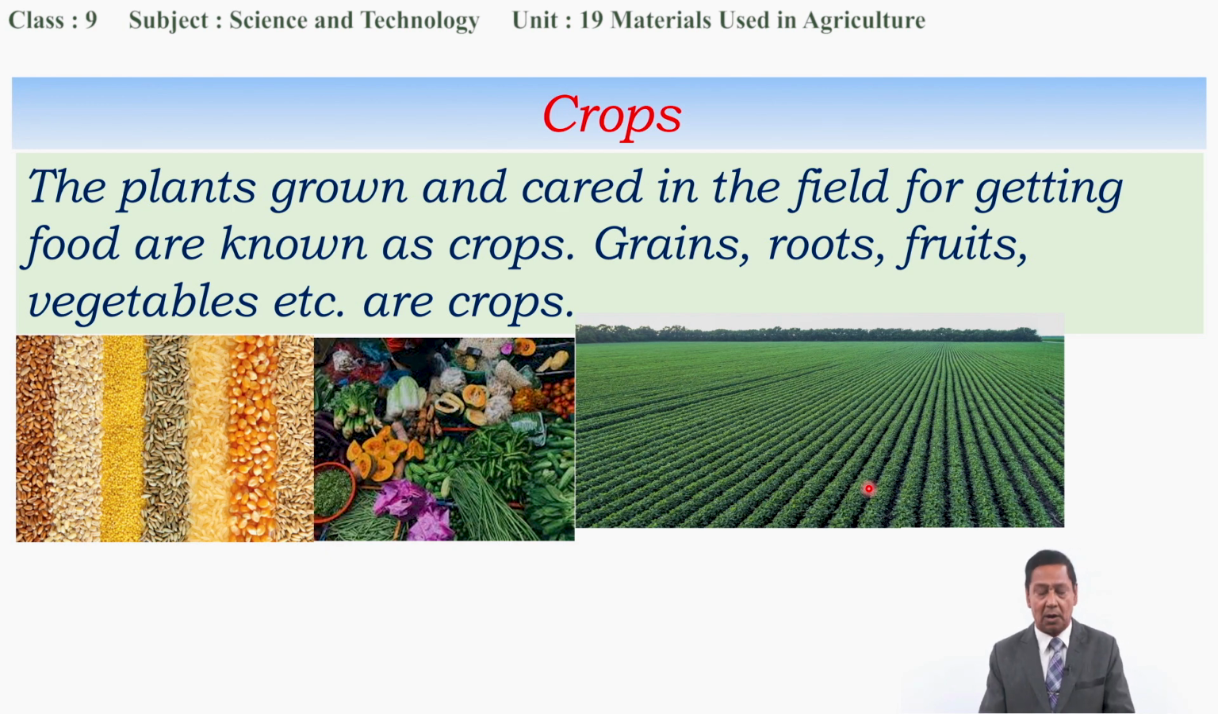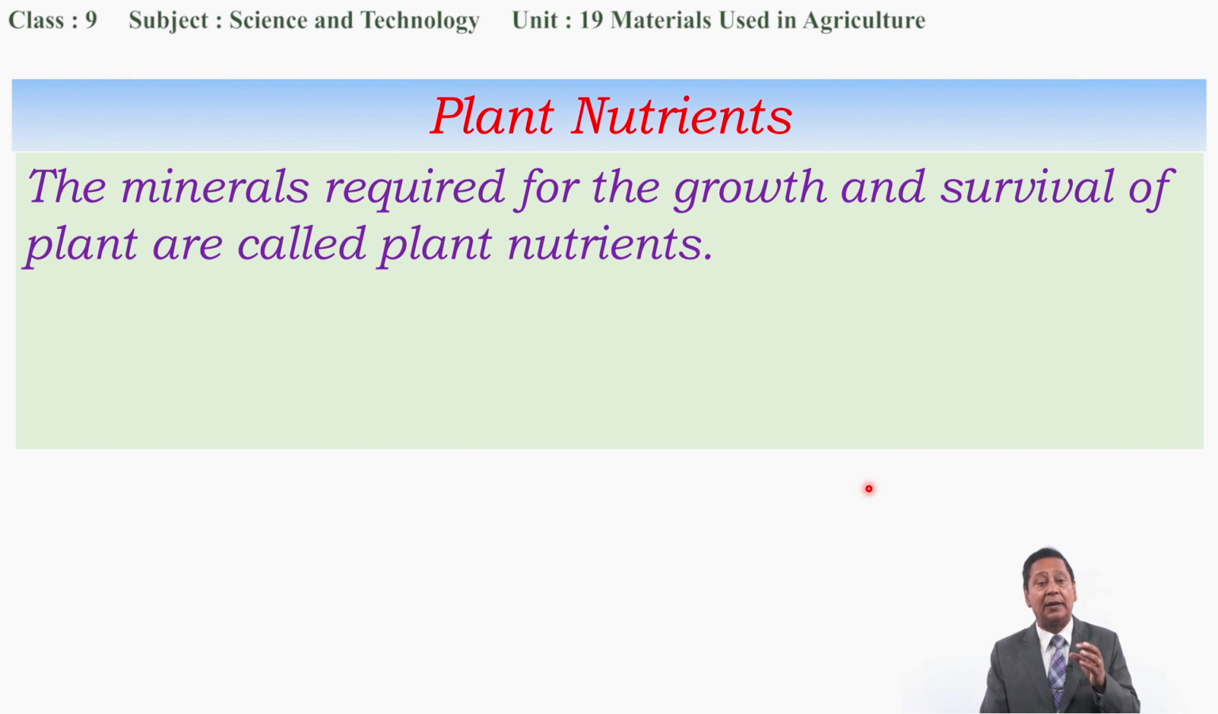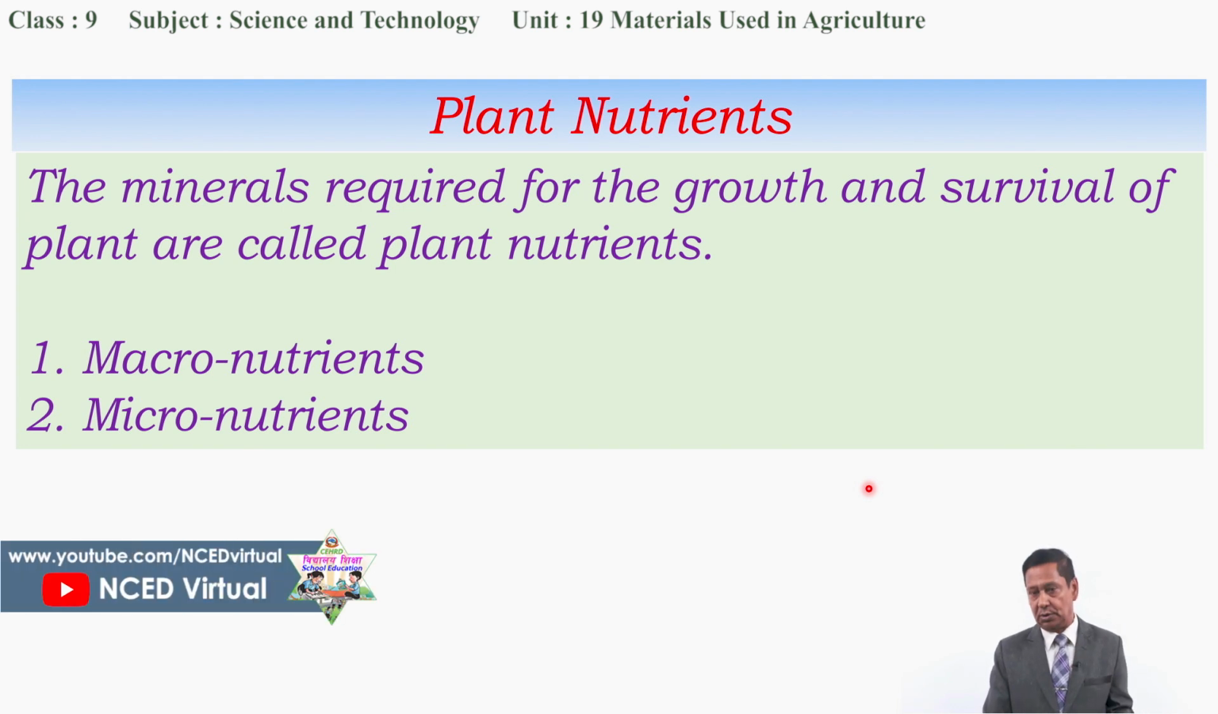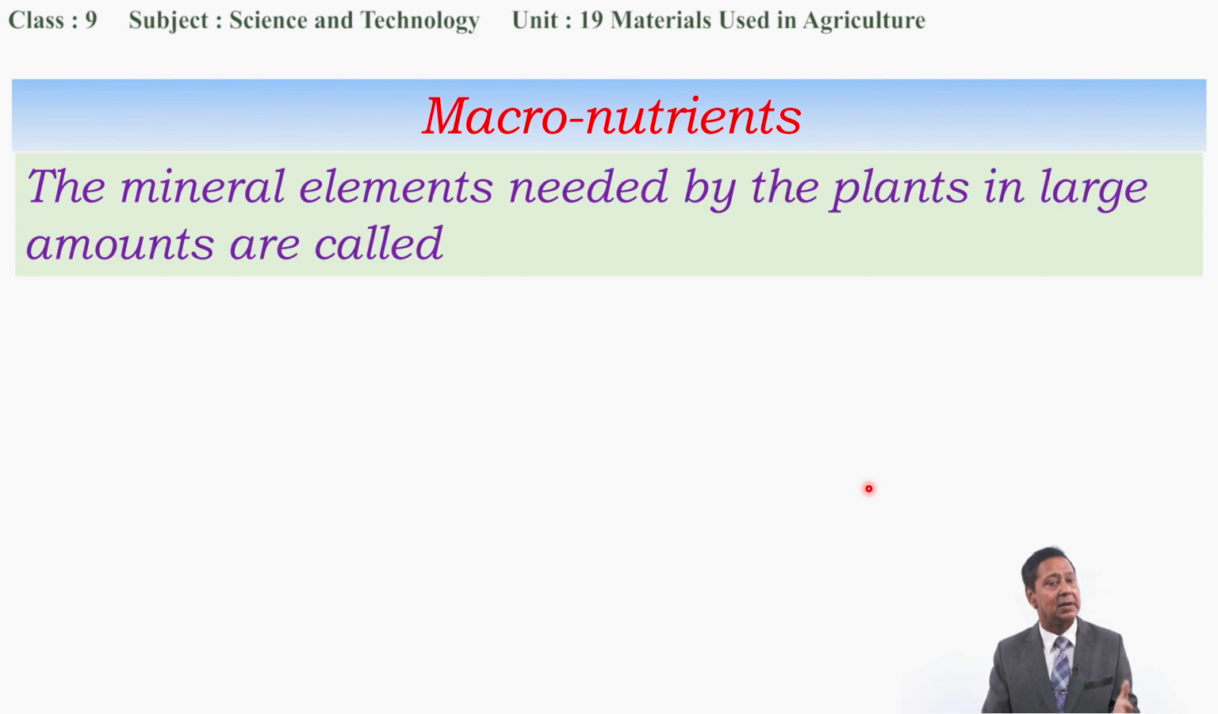That's why I want to talk about the plant nutrients. How can we grow plants very nicely? A healthy plant can be grown with the help of plant nutrients. So let's talk about plant nutrients. What is a plant nutrient? We can say that the minerals required for the growth and survival of plants are called plant nutrients. They are classified into two types. One is called macronutrients, another is called micronutrients. What are they exactly? We can define macronutrients this way. The mineral elements needed by the plants in large amounts are called macronutrients.